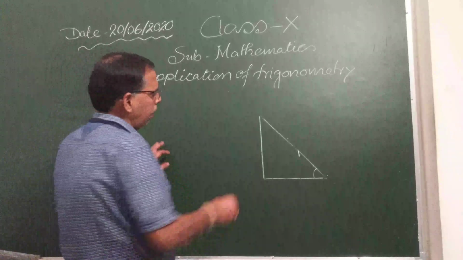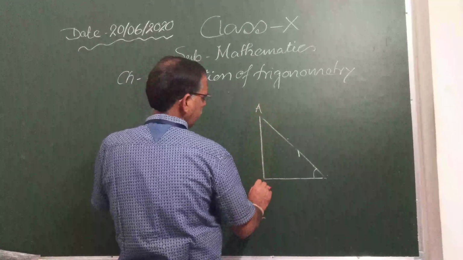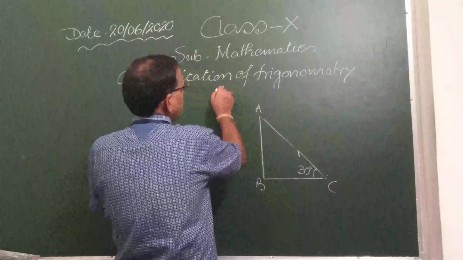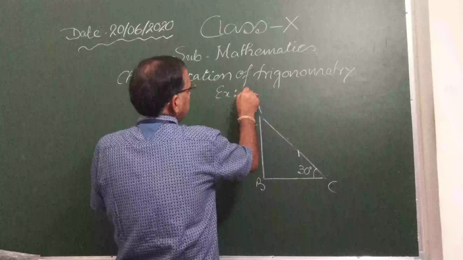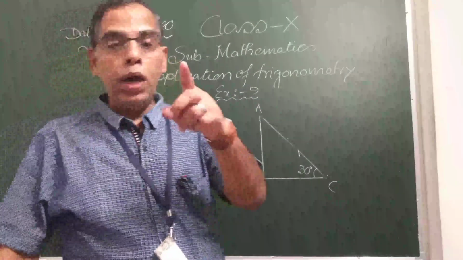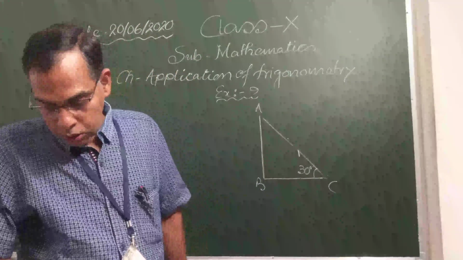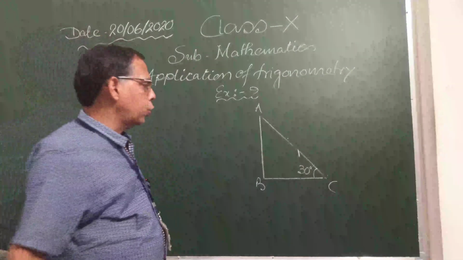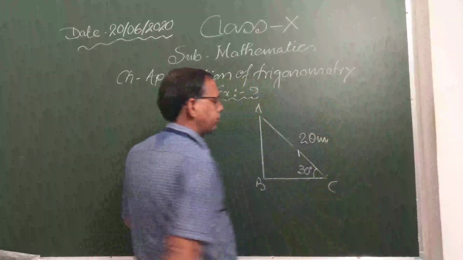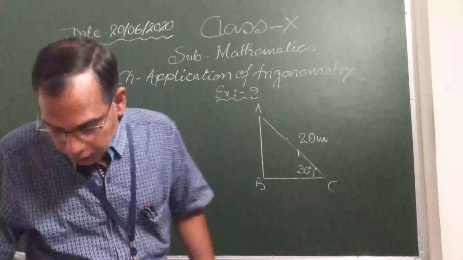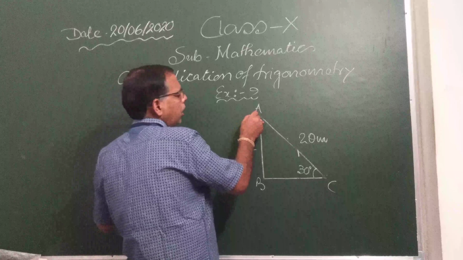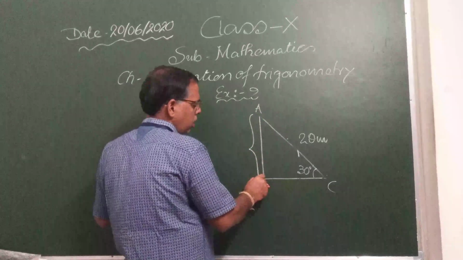See here, A, B, C, this is 30 degree. Exercise 9. Actually, here it is given exercise 9.1, but only one exercise, so 9. And a 20-meter rope. And what do you have to find? You have to find the height of the pole. This is the height of the pole.